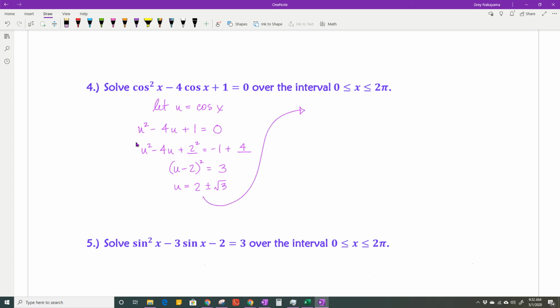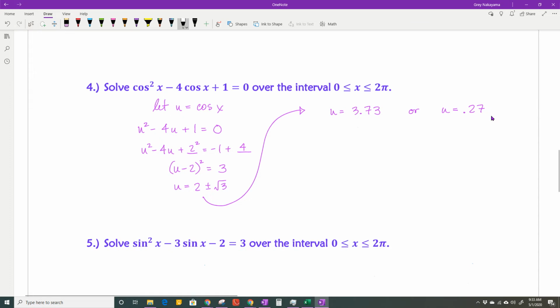Now, those are not values. Well, actually, let's go period. Remember, y'all, that u is equal to the cosine of x. We don't have any cosine of x equal to that number. So I'm going to go get the decimal approximations of them. So that is u equals 3.73 or u equals 0.27.